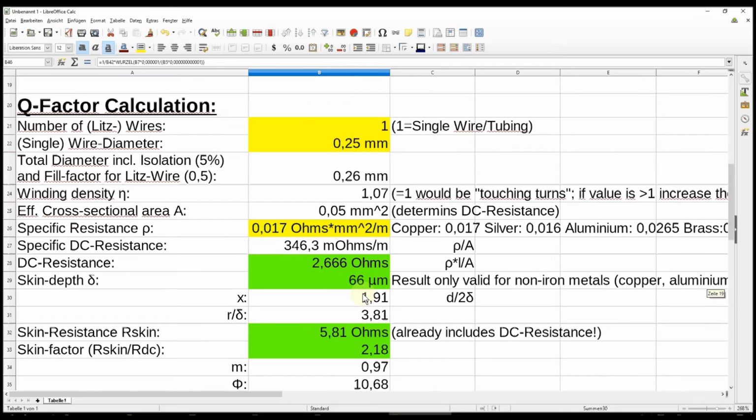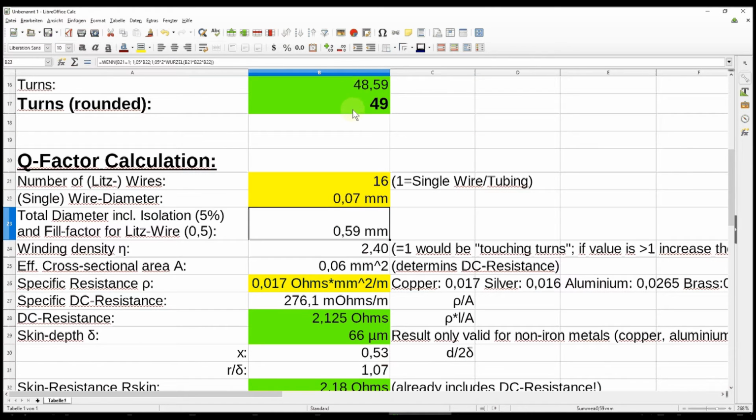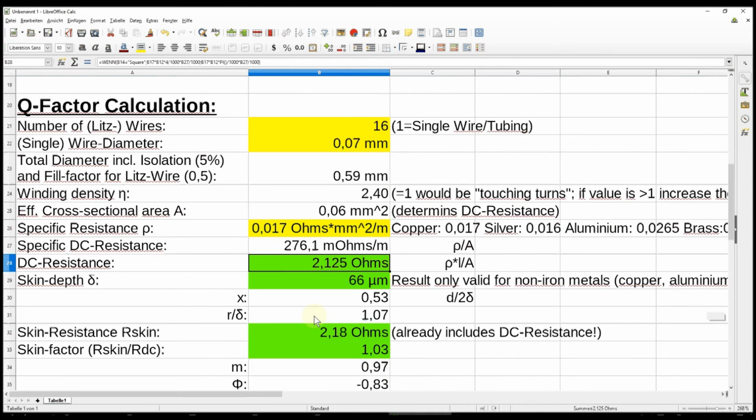And now let's compare this to the litz-wire I've used for my medium wave spiderweb coil with 16 strands, each 0.07 millimeters. Now the DC resistance is again in the range of 2.1, 2.2 ohms. Remember, we measured as DC resistance 2.2 ohms, so we already here, although the number of turns is not exactly like the real coil, are quite near to the right result.